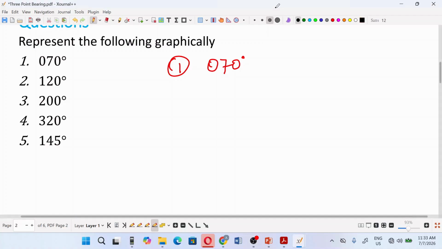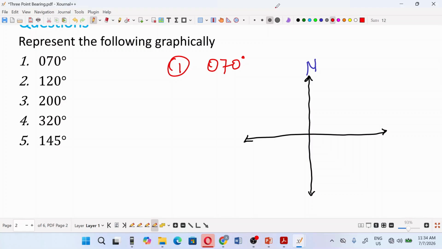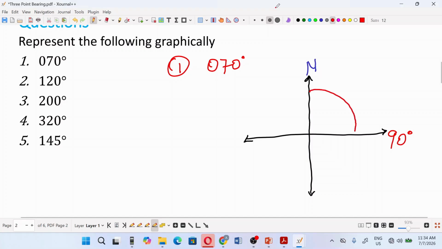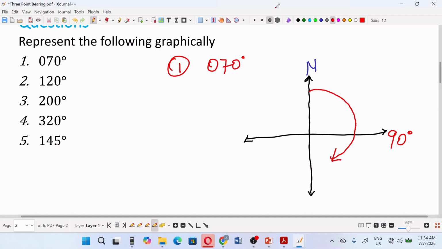The first thing I have to do is to draw my Cartesian plane, right? Just as in the compass bearing, I know this is going to be my north. Always measure from the north, right? And I know from the north, the first quadrant is 90 degrees, right? And it's saying 70 degrees, and we are measuring clockwise. Clockwise means I'm going to move from this part going towards here, and keep going that way, right? And it's saying 70 degrees.